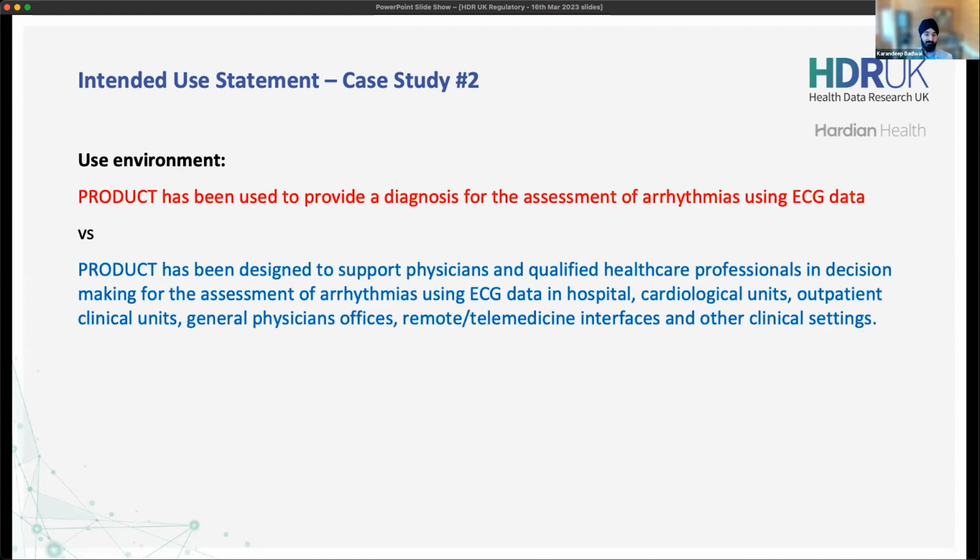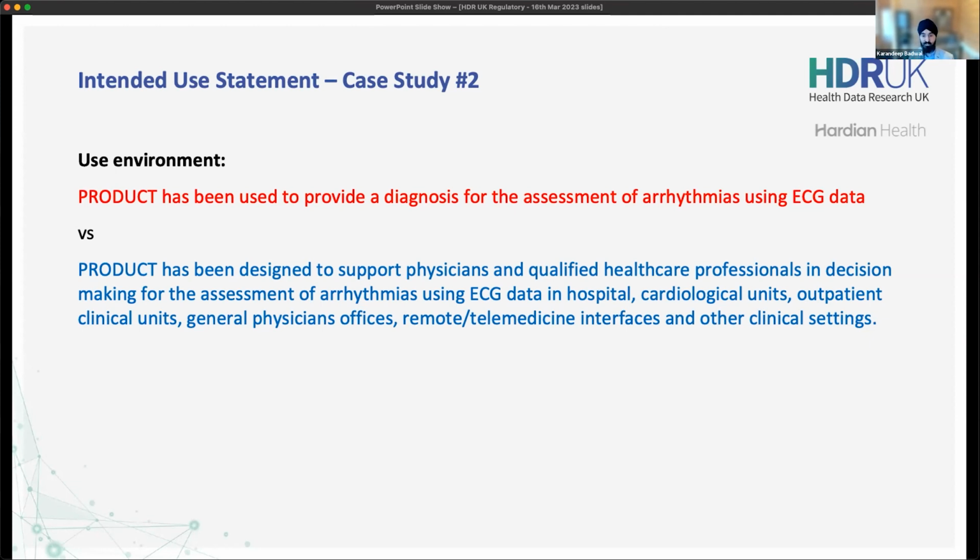So, use environment. The product has been used to provide a diagnosis for the assessment of arrhythmias using ECG data. Okay, very ambiguous. Now, versus: the product has been designed to support physicians and qualified healthcare professionals. That's very important. I should have put that in bold, the word support. At this moment in time, software medical devices are support tools. They assist with your decision, but they are not making the decision for you.